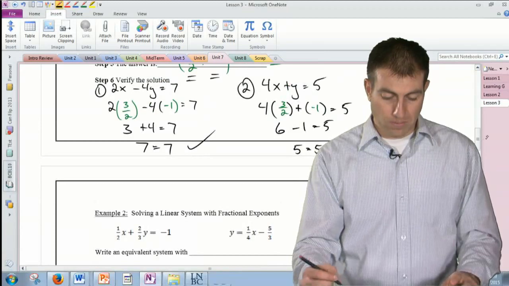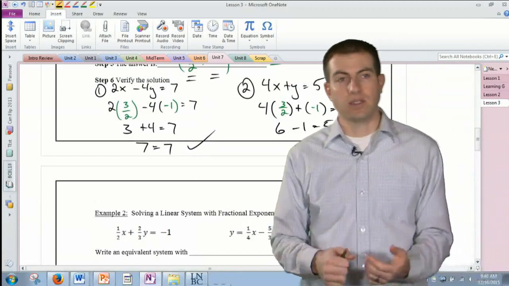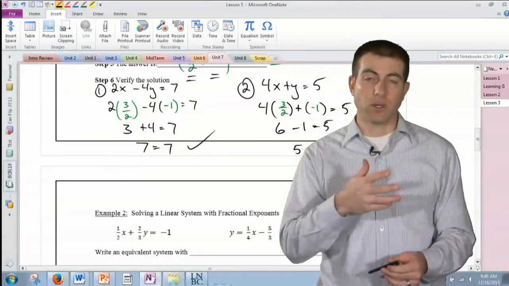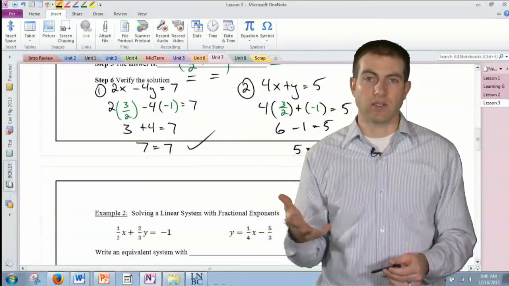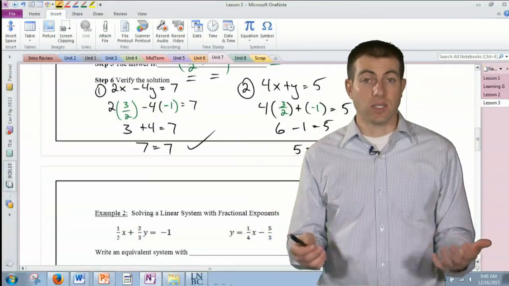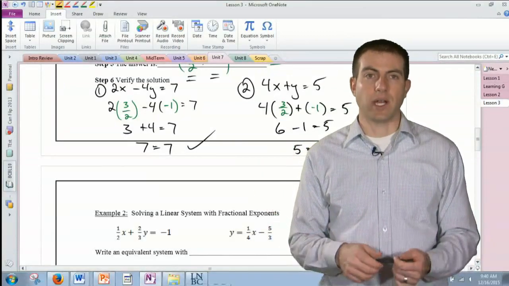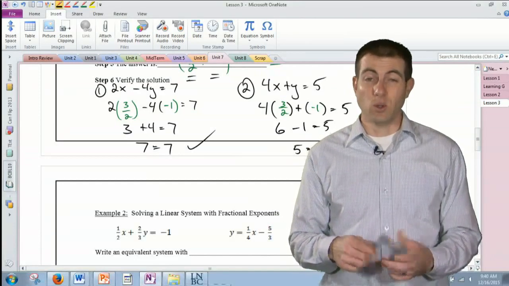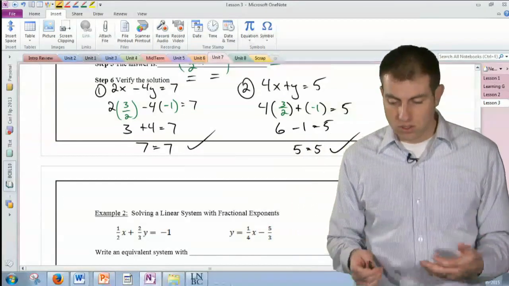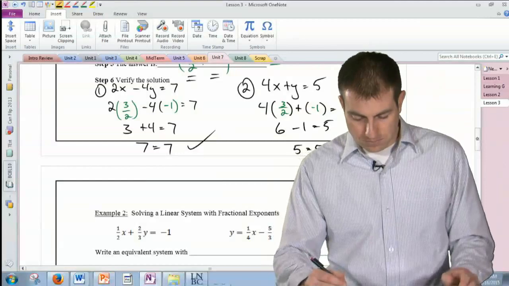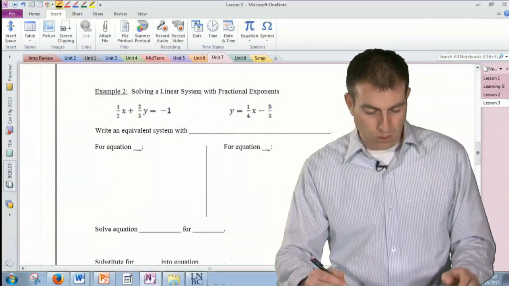Okay, so we ended up with 7 is 7, so it satisfied the first equation. We ended up with 5 is 5, which satisfied the second equation. So it satisfied both equations, and we know that's the right answer then, which is cool, because where else can you just check to make sure you got the right answer? That doesn't happen a lot in school.